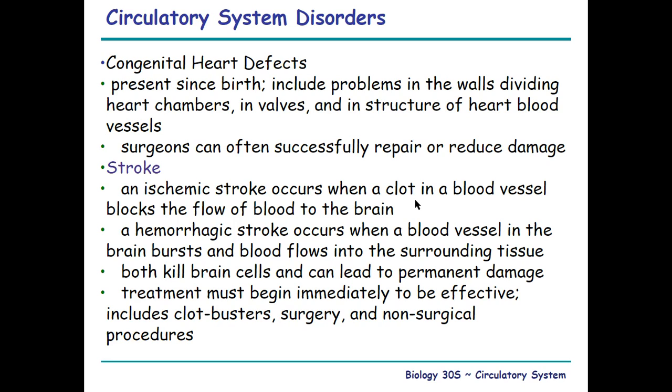Also, stroke. An ischemic stroke occurs when a clot in a blood vessel blocks the flow of blood to the brain. A hemorrhagic stroke occurs when a blood vessel in the brain bursts and blood flows into the surrounding tissue. Both kill brain cells and can lead to permanent damage. Treatment must begin immediately to be effective. Treatments include clot busters, surgery, and non-surgical procedures.